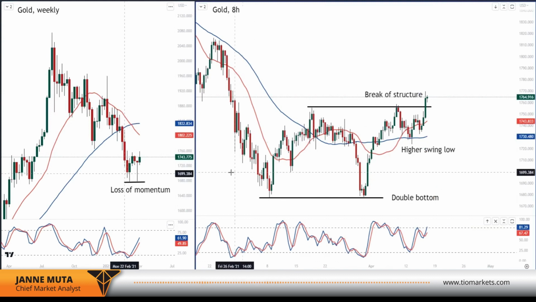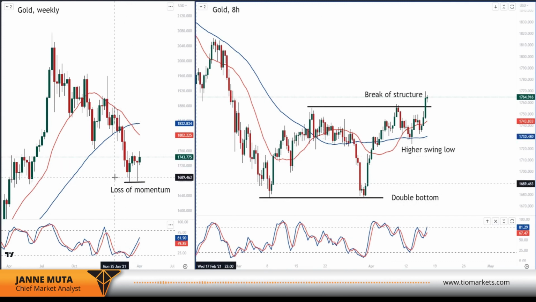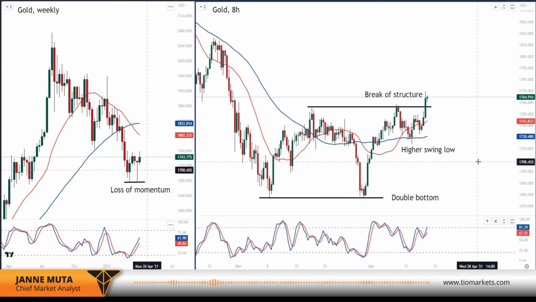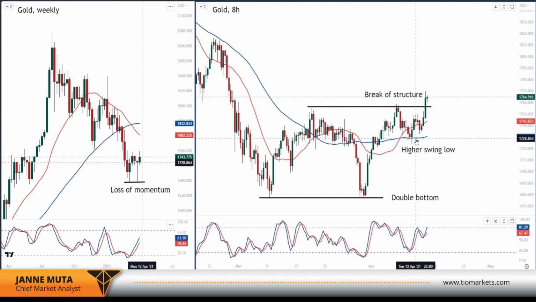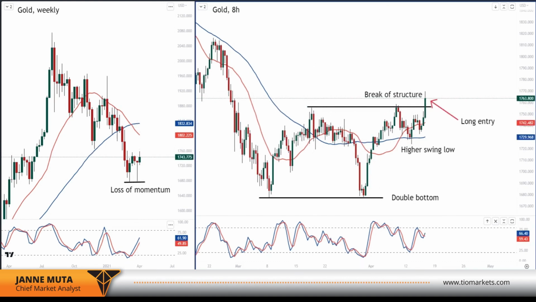Here in the weekly chart, you can see how the market created a double bottom and there's a loss of momentum candle. So this is a significant signal that the bears aren't in control anymore and the bulls might be actually pushing the market higher. Then in the 8-hour chart, we can see that the market creates a higher swing low and then there's a break of structure, so a breakout above a sort of key resistance level. So here is our long signal.